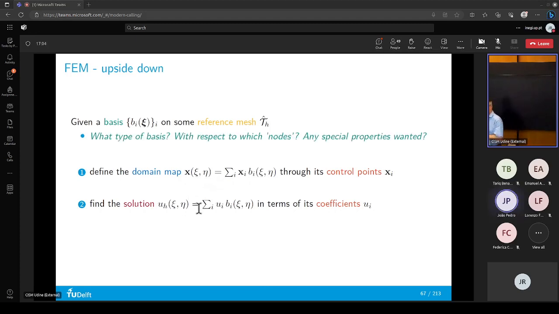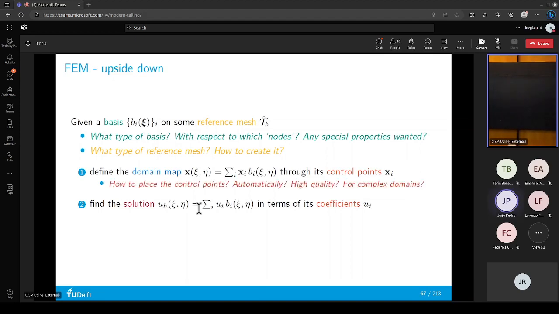You can of course again pose the same question: which basis with respect to which nodes, and so on. What is a good reference mesh? How to create it? Then, honestly speaking, the problem of meshing now becomes the problem of how to place the control points. Questions there? And again, how do we find the solution?